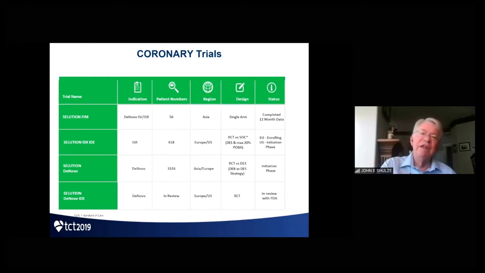We know more data is needed with the solution first-in-man trial. It's a de novo trial in Asia, which has been completed at 12-month follow-up. We are looking at longer time periods. The solution ISR is an FDA trial to look at using sirolimus drug-coated balloon in the setting of in-stent restenosis. The solution de novo, which is a large trial, 3,300 and some patients in both Asia and Europe, which we're very excited about because we think that drug-coated balloons can replace drug-eluting stents in the coronary de novo applications.